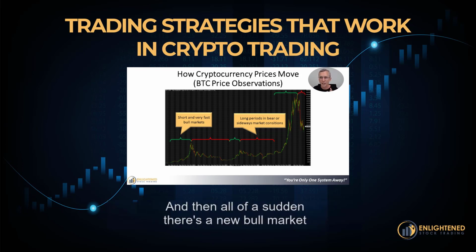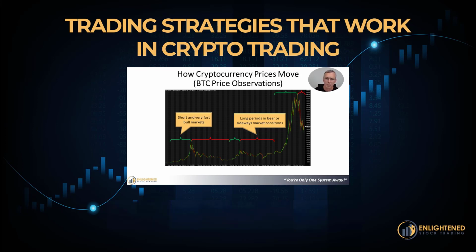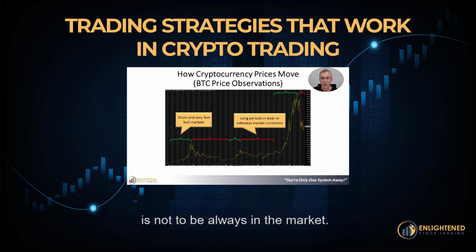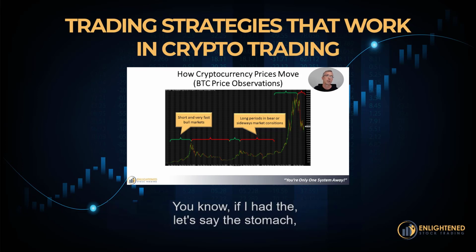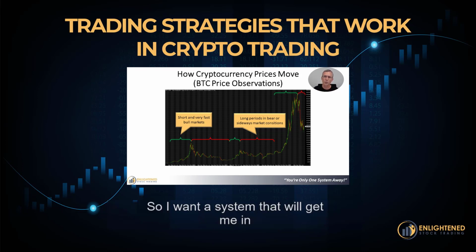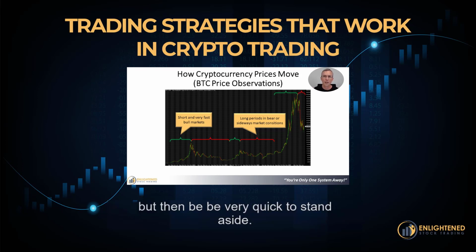And then all of a sudden there's a new bull market and it rockets up, and then the same thing again, more pain. So you're seeing this cycle play out 3 times on this chart alone. And so I think the first thing is, my preference is not to be always in the market. You know, if I had, let's say, the stomach to sit through the 90% drawdowns, then fine, always in the market might work. But, you know, that's just not me. I'm just not interested. So I want a system that will get me in when the market is moving, but then be very quick to stand aside.